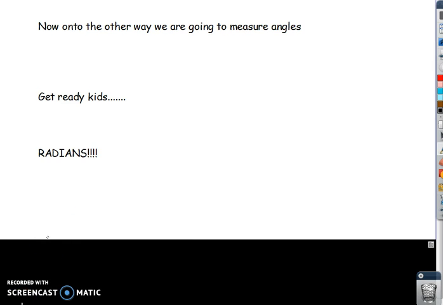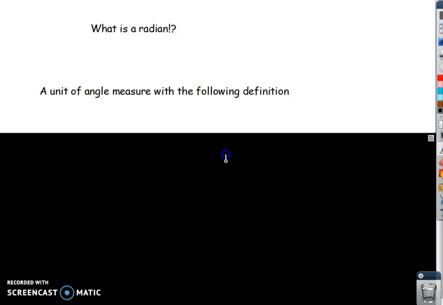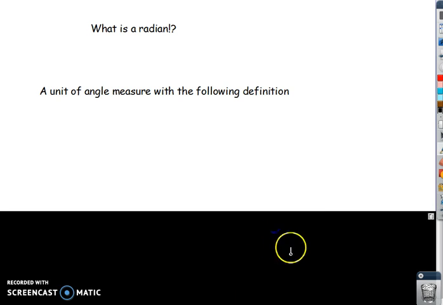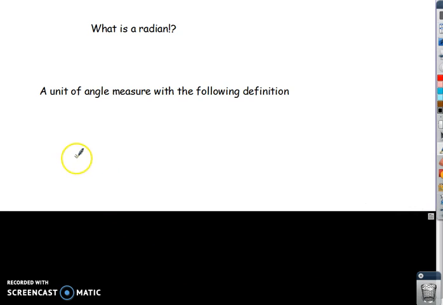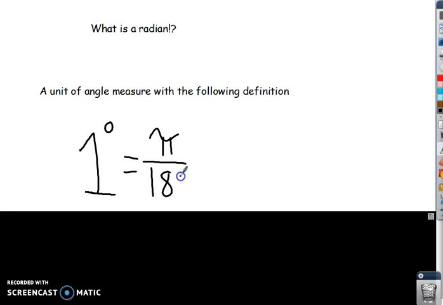So, what are they? Now, we have the following definition. What is a radian? A unit of angle measure with the following definition. So, here we go. 1 degree equals pi, pi is coming into play, over 180 rad, or radians.